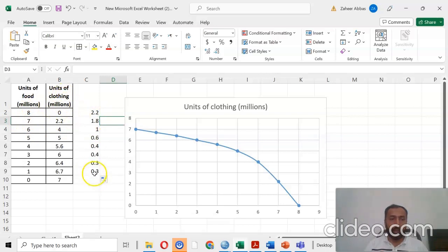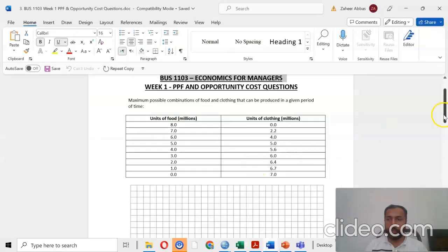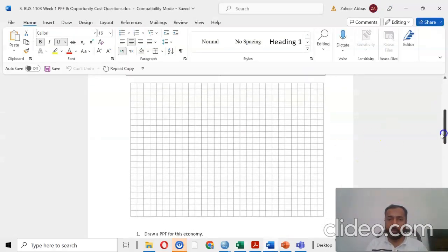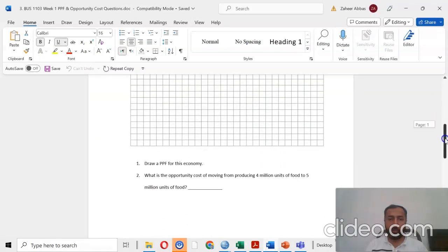So we see that the units which we have to give up for each unit of food are increasing. For the first 2 units it is 0.3, then for the second 2 units it is 0.4, then 0.6, then 1, then 1.8, then 2.2. So as opportunity cost is increasing, because of this increasing opportunity cost, this graph appears to be concave to the origin. Now in our exercise, we can copy and paste this graph here from Excel.